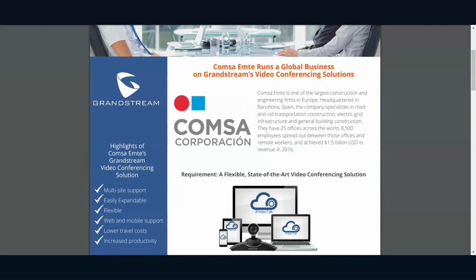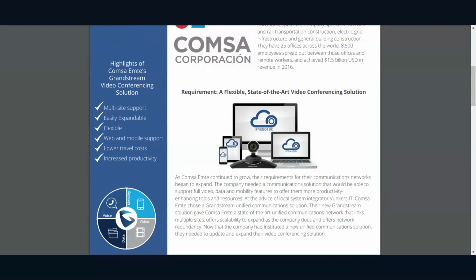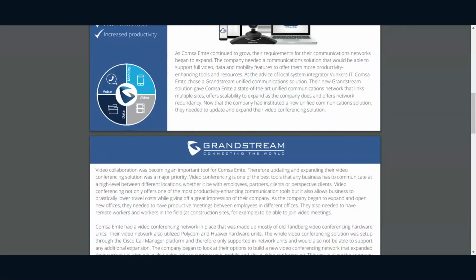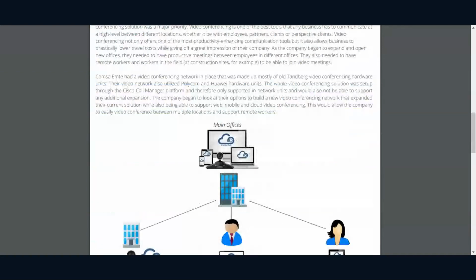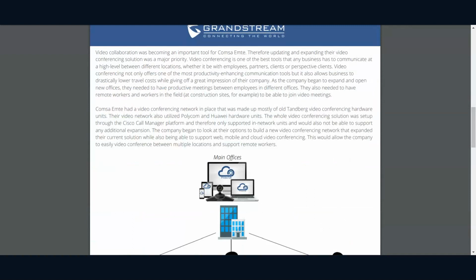So this Comsa MT had a video conferencing network in place that was made up of mostly old Tandberg video conferencing hardware units. Their video network also utilized Polycom and Huawei hardware units. The whole video conferencing solution was set up through the Cisco Call Manager platform and therefore only supported in-network units, and would also not be able to support any expansion.